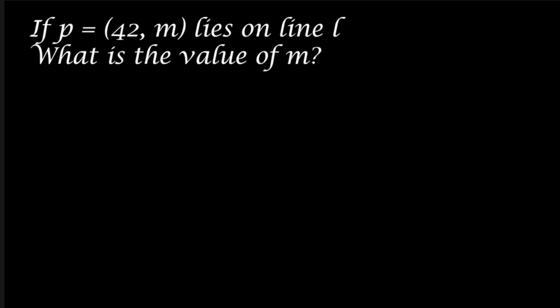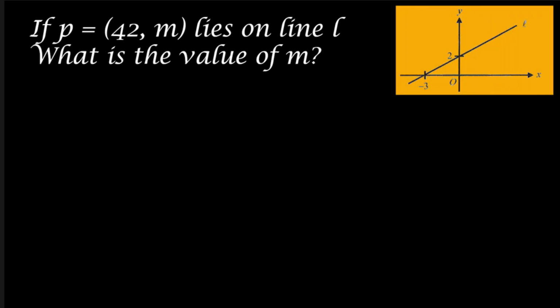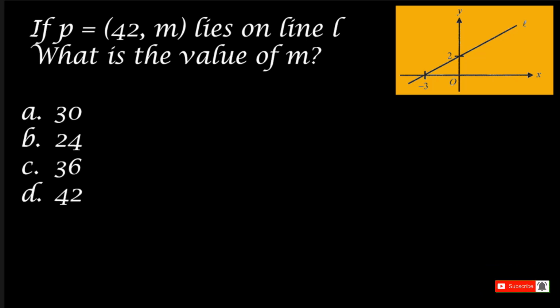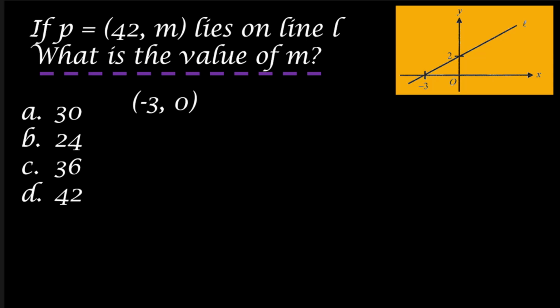Let's have another example. If B equals 42 comma m lies on line L, what is the value of m? We wanted to find here the value of m. Now we have a straight line and we have 2 points. The y-intercept is 0 comma 2 and the x-intercept is negative 3 comma 0. We can deduce this information from the shape.